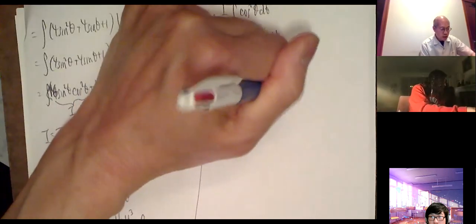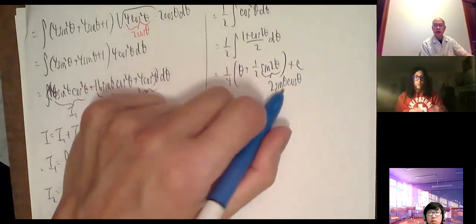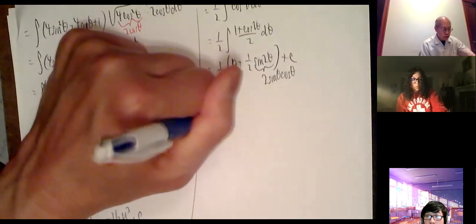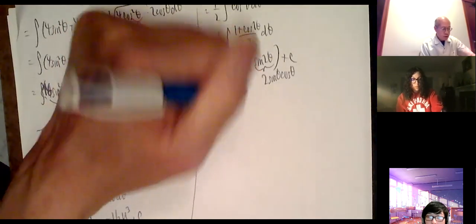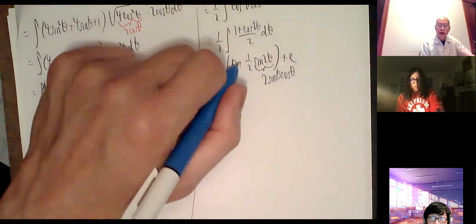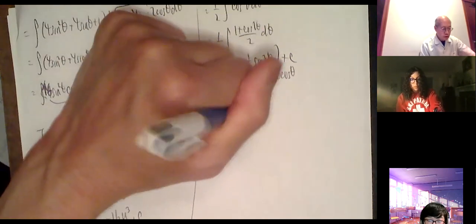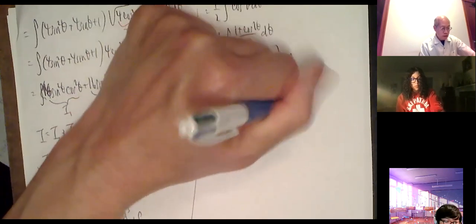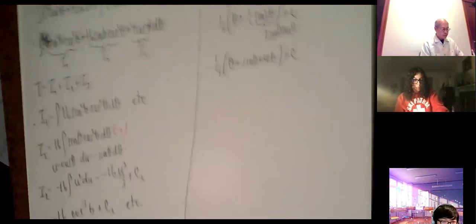We have an identity for sine of 2 theta. It's 2 sine theta cosine theta. Sine 2 theta is 2 sine theta cosine theta. The 1/2 will cancel the 2. So I have 1/4 theta plus 1/2 times 2 sine theta cosine theta plus c. Okay, triangulate. I have t equals sine theta.